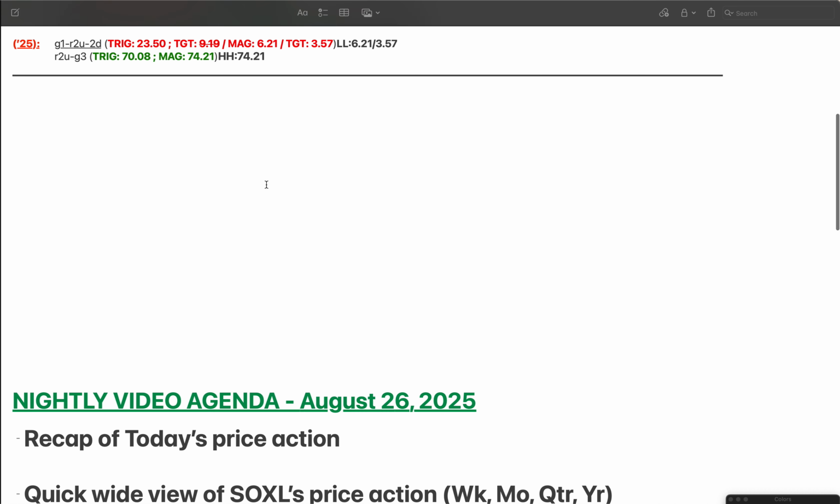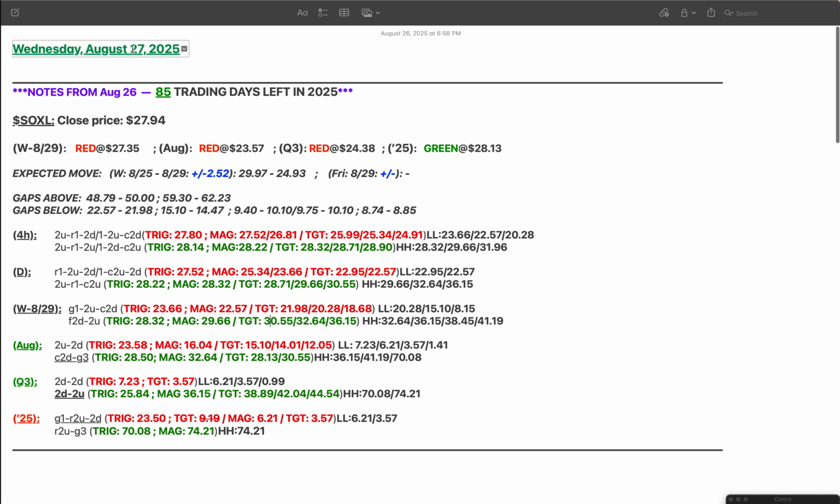So if we go to our notes for today, tomorrow will be August 27th. Tomorrow there will be 85 trading days left in the year. We closed today at 2794. We know what the week flip is. We know what the month flip is, the quarter flip. Most importantly, what the year flip is, because that gets us full time frame continuity. We know what the market maker's expected move is, $2.52.